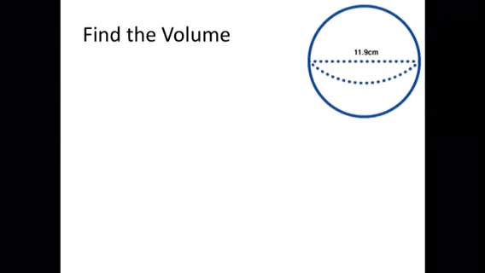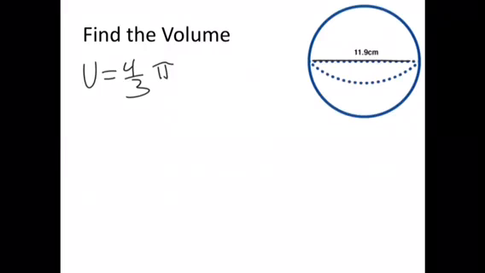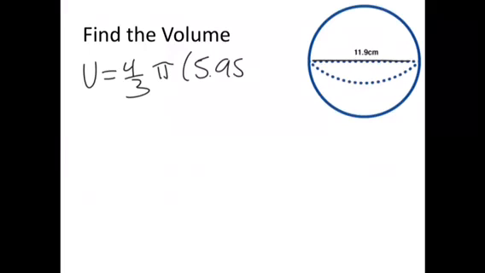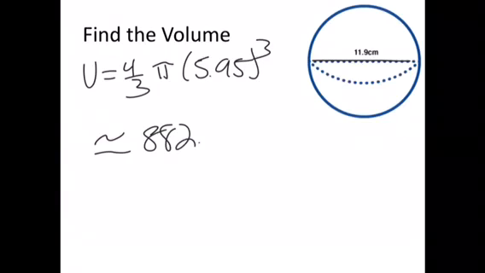Looking at our next example, again we should notice that we have the diameter here, and for our formula we need half of that, we need the radius. So for our volume, it's going to be 4/3 times pi times the radius, which is half of 11.9, or 5.95, cubed. Again, not a lot to do here. We go ahead and plug it in, and you get approximately 882.35 centimeters cubed.